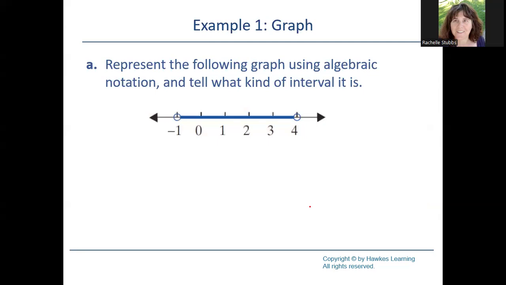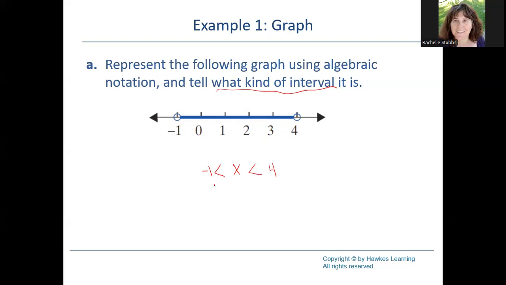All right, so represent the following graph using algebraic notation and tell what kind of interval it is. Well, first of all, I'm going to tell what kind of interval. This is open and open, so it's an open interval. And my x is everything in between, but it doesn't include -1, so x is greater than -1, but less than 4. And so I've written it algebraically.